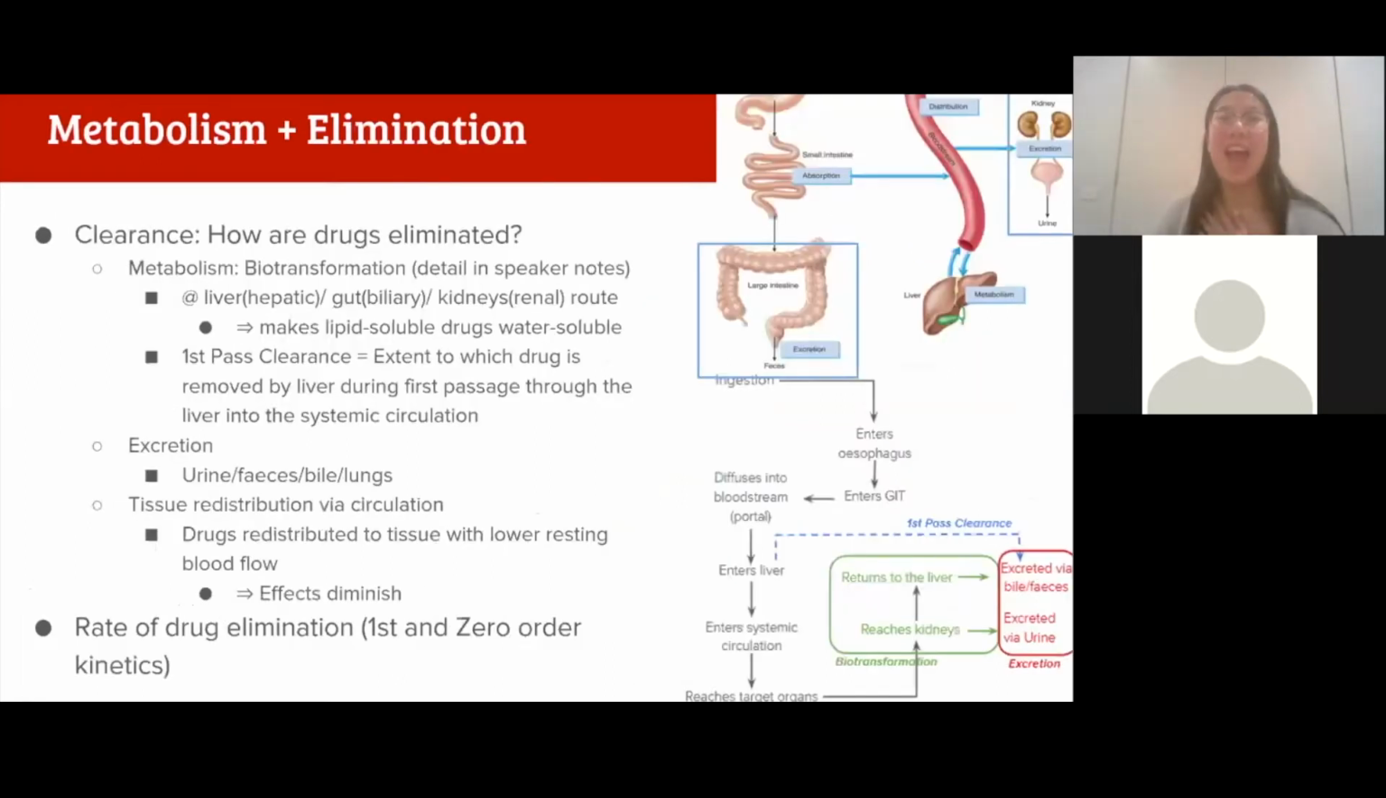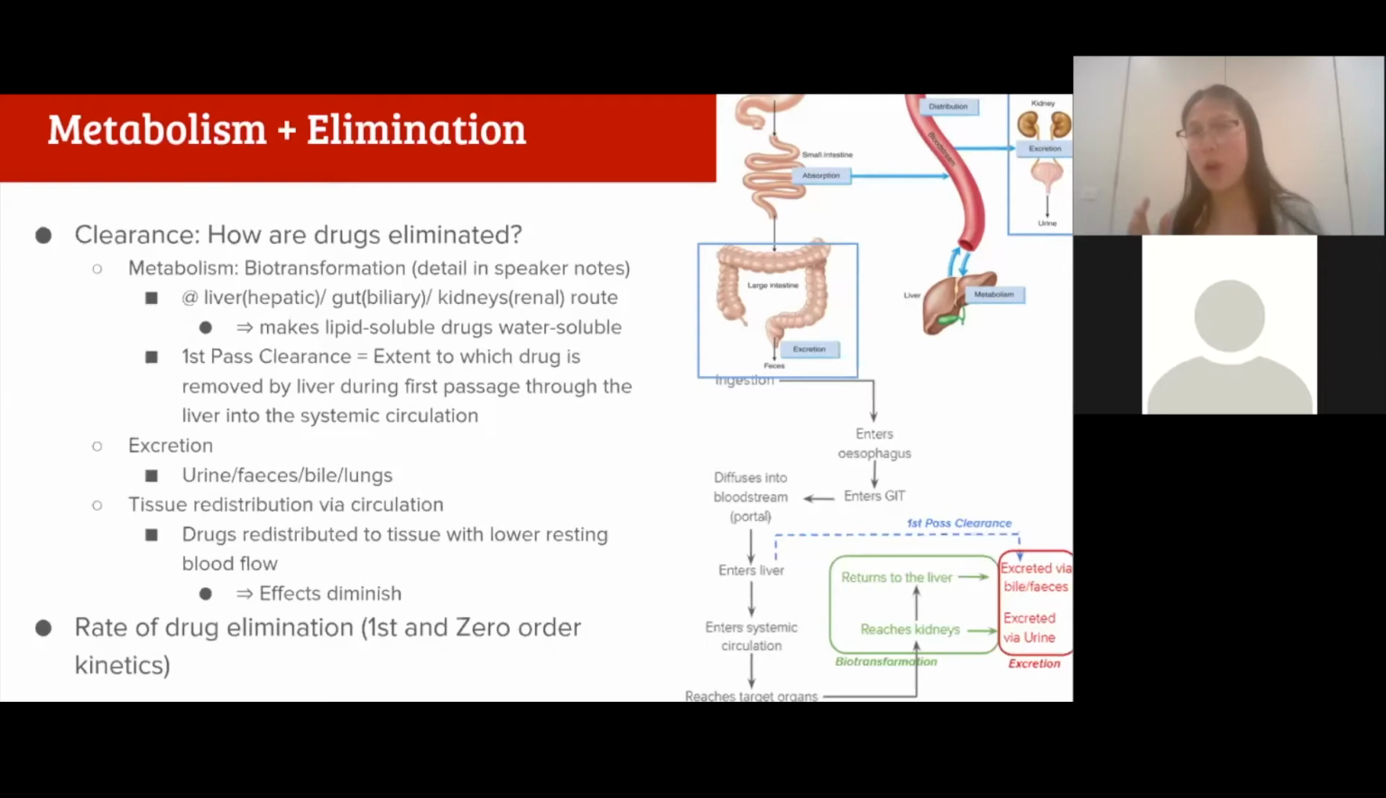Alrighty. Next thing, talking about metabolism and elimination. So how a drug's eliminated, that's the idea of clearance. So metabolism is the biotransformation of a drug, right? There's a couple of ways you can do it. So there's liver, gut, and kidneys. So it's the hepatic, biliary, and renal route, respectively.